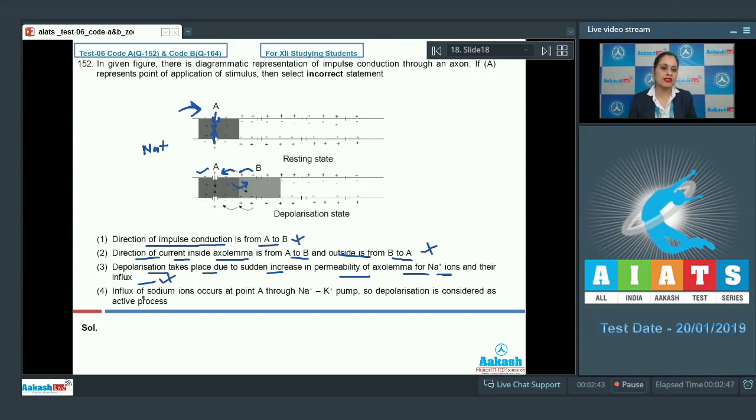The last statement given is, influx of sodium ions occurs at point A through the sodium-potassium pump. Depolarization is not an active process, so this is an incorrect statement and is the correct answer to our question, because depolarization is due to concentration gradient and is independent of the sodium-potassium ATPase pump, which is responsible for maintaining the polarized state and not for depolarization. So the correct answer to this question is option number 4. Let's discuss our next question.